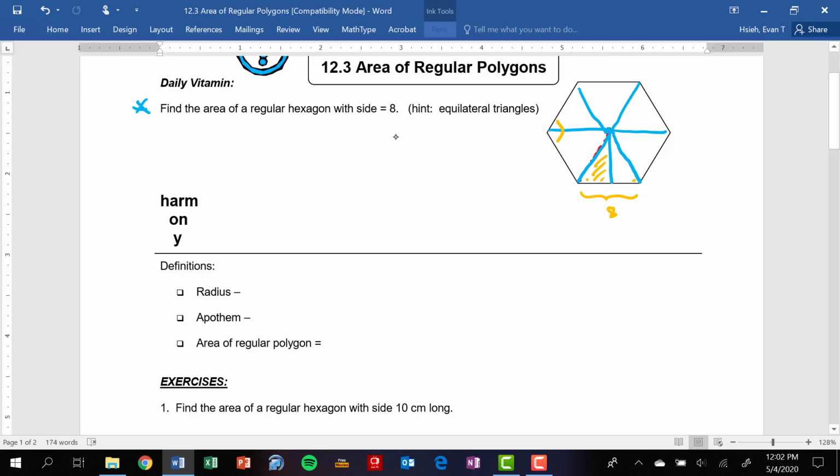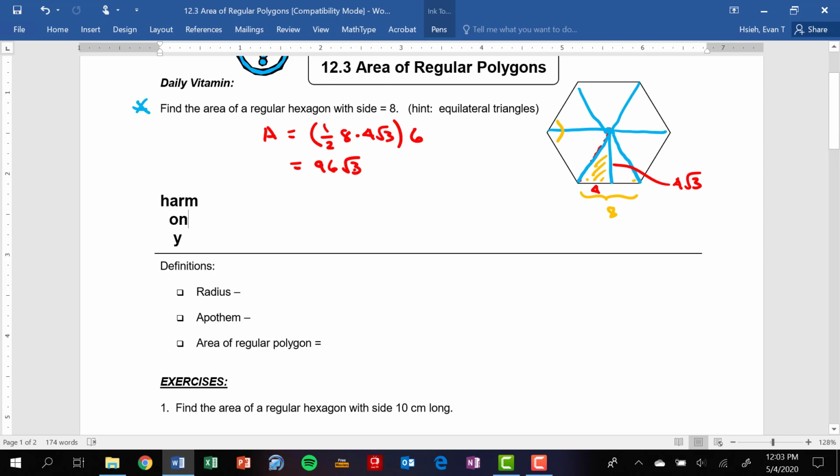Doing some 30, 60, 90 magic, I can recognize that this length is going to be 4, so this will be 4 root 3. And so the area is equal to 1/2 base times the height, which is 8 times 4 root 3. That's the area of one of the triangles, and I just multiply that by 6. When I finish that, I end up with 96 root 3 as my answer.